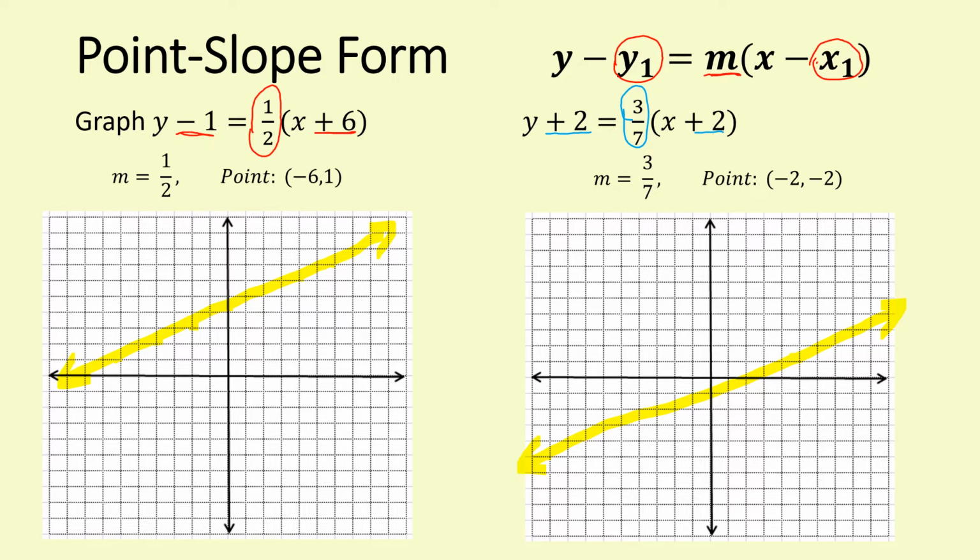Now we can always try to switch this into slope-intercept form. For example, for this first one, we could have distributed the 1/2 and gotten y minus 1 equals 1/2 x plus 3. Then we could have added the 1 over and ended up with an equation in slope-intercept form: y equals 1/2 x plus 4, which is what we have here. It starts at 4 and goes up 1/2. If we tried to switch this other one into slope-intercept form, it would have been a real pain. So you want to know both methods.